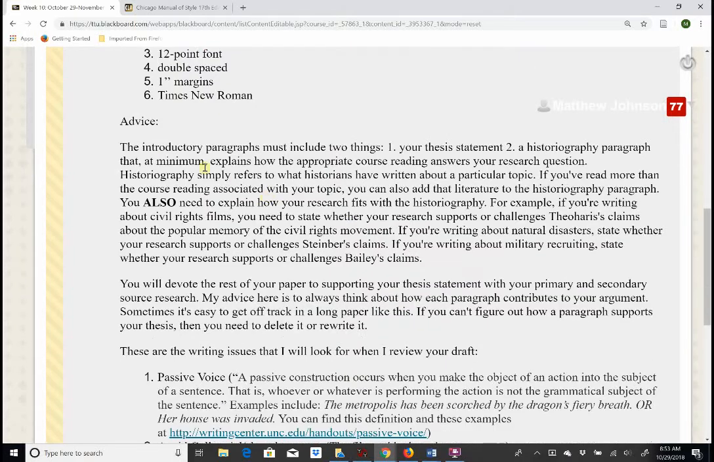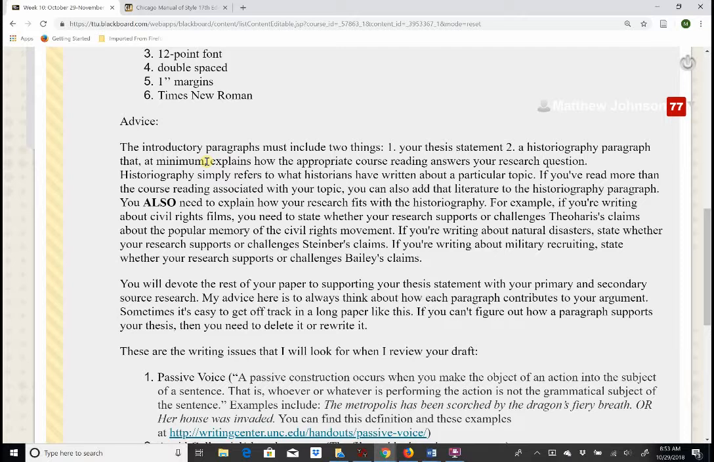Okay, so let's go into the advice here. I want you to start with the introduction. What should be included in the introduction? You can still have the anecdote that we talked about, that kind of story, that hook paragraph that starts it. But what has to be there is a paragraph with your argument. That's extremely important, that you have a clear argument that drives this paper. And then after that, there needs to be a historiography paragraph, that at minimum explains how the appropriate course reading answers your research question.